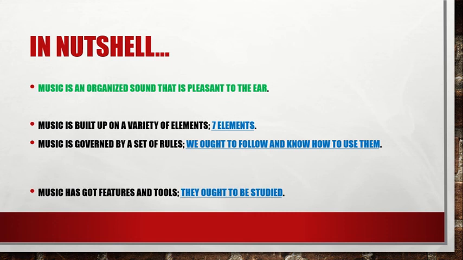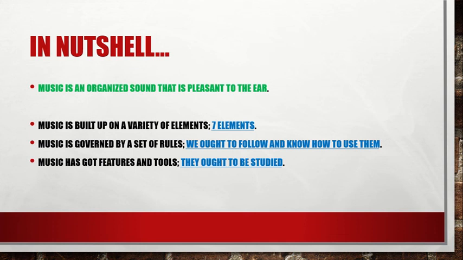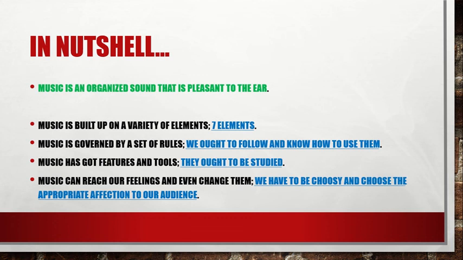Number three, music has features and tools, whereby we were seeing the various notes, measures, phrases, until we have an entire composition. So all of them ought to be studied. Finally, music can reach our feelings and even change them. So we have to be choosy and choose the appropriate affection for our audience. As we dig deeper into becoming good and responsible musicians, we have to learn how to play and arrange our music in such a way that the affection given to our audience is the affection we desired and is appropriate for them. In our next lecture, we shall look at more. Please don't miss it.